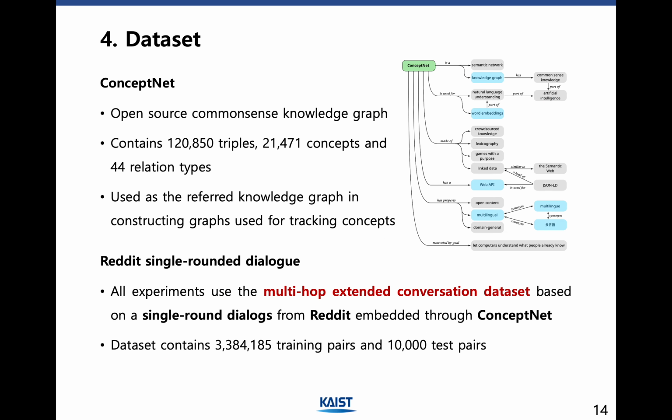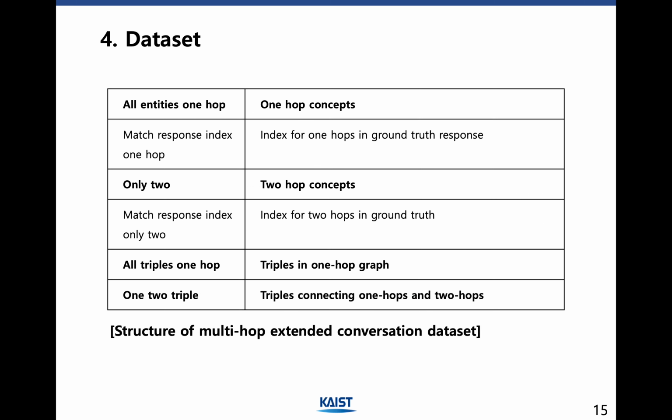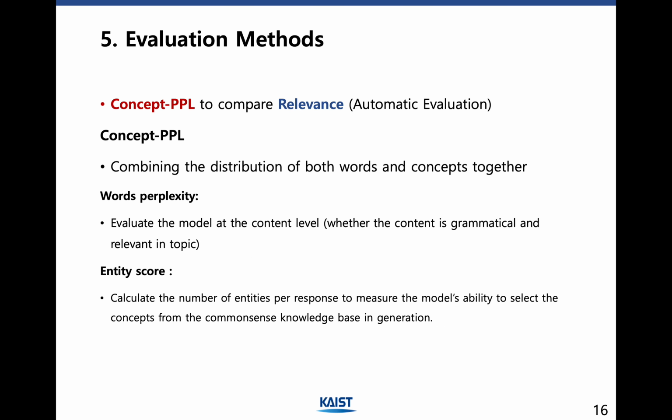The dataset we have used to replicate Concept Flow is single-rounded dialogue from Reddit. Then, we use ConceptNet, which is an open-source common-sense knowledge graph, to make a multi-hop extended conversation dataset that will be used to generate flow graph used in Concept Flow. It includes about 3 million training pairs and 10,000 test pairs. The following is the structure of the train set and test set of Concept Flow. This is the result of finding the key concepts involved in the conversation via ConceptNet and extracting one-hop, two-hop concepts from the key concepts.